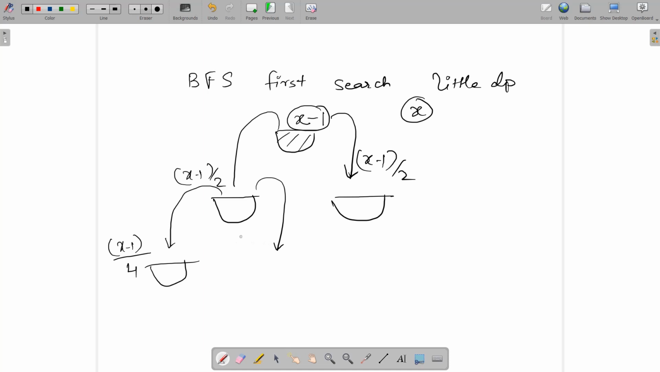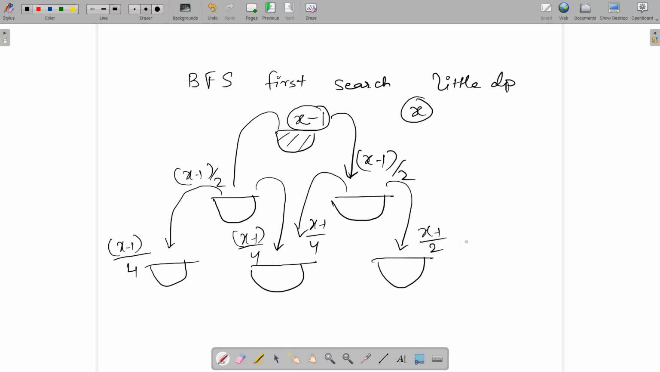Again this remaining glass will get x minus 1 upon 4, and this also x minus 1 upon 4, and this x minus 1 upon 4. And again in the sequence of steps the water will go like that, where x is the amount that is being filled at the top of this glass.